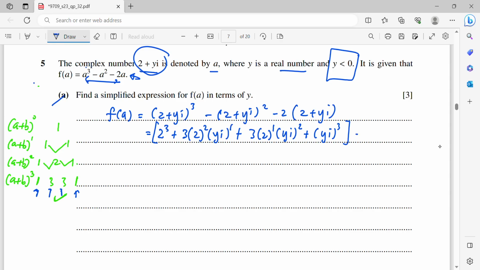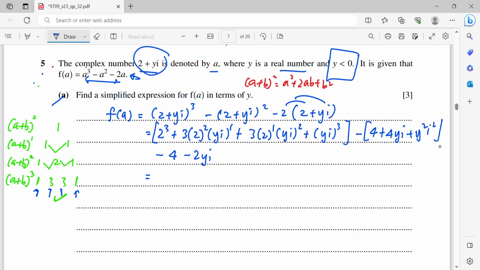Then for the next term, since this is quadratic, I will be using the formula (a plus b) squared, which is a squared plus 2ab plus b squared. Then you will get 2 squared is 4. So 2 times 2 times yi will be plus 4yi. Then plus y squared i squared. And then lastly, it's just the 2 expansion. This is going to be minus 4 minus 2yi.